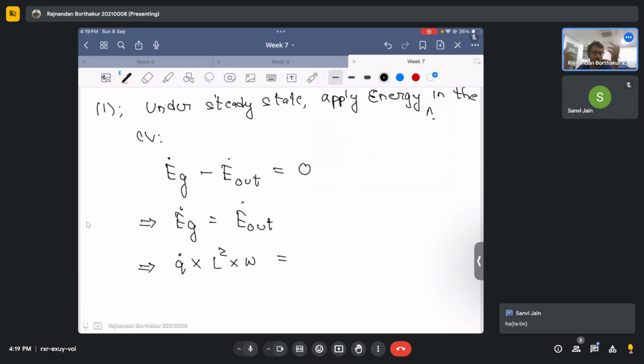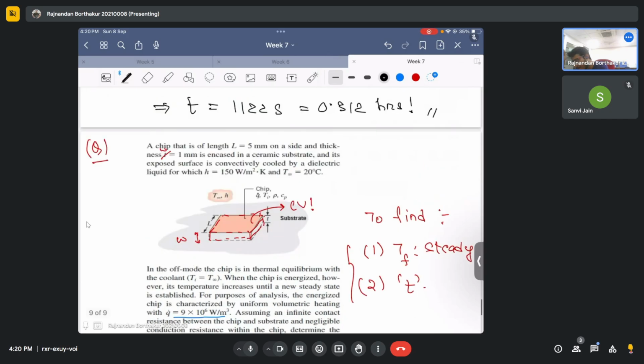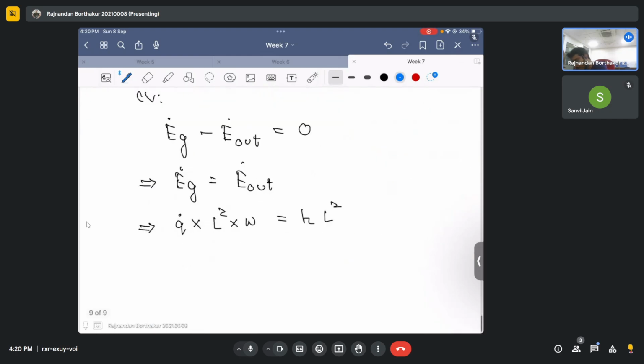Yes, exactly. So whatever energy is being generated inside the volume of the chip, it will just dissipate to the ambient air that is flowing. So it is just h times the area. The area would be just L square, because this is the area through which the chip is dissipating energy. So it would be h L square times the final temperature, TF.